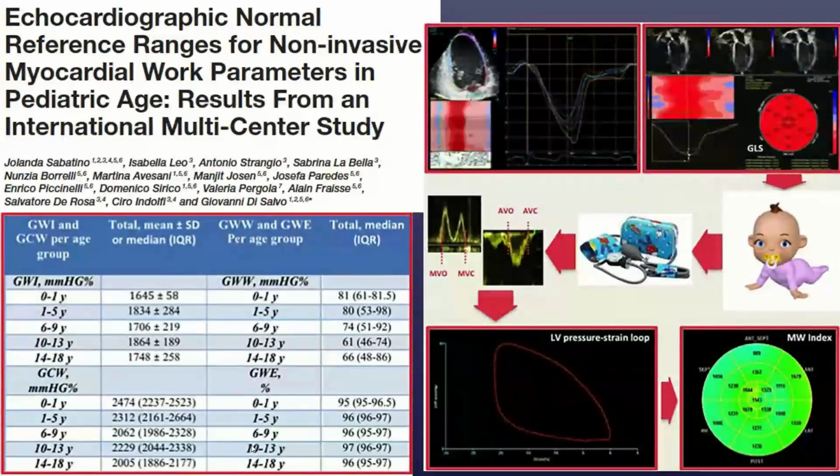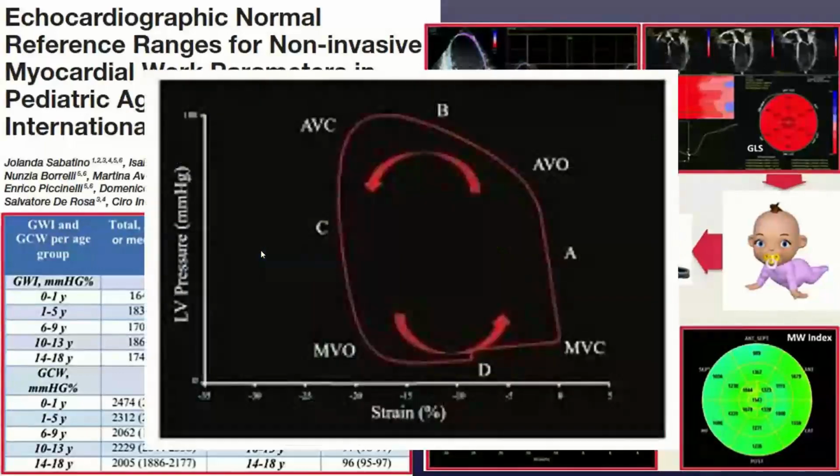Recently, we have the possibility to calculate myocardial work. Myocardial work is a technique that incorporates strain and LV pressure. In this regard, we can get rid of the afterload impact on strain. And we recently, together with the Brompton group, performed a multi-center study providing normal values for children in terms of myocardial work as assessed by using strain and LV pressure.